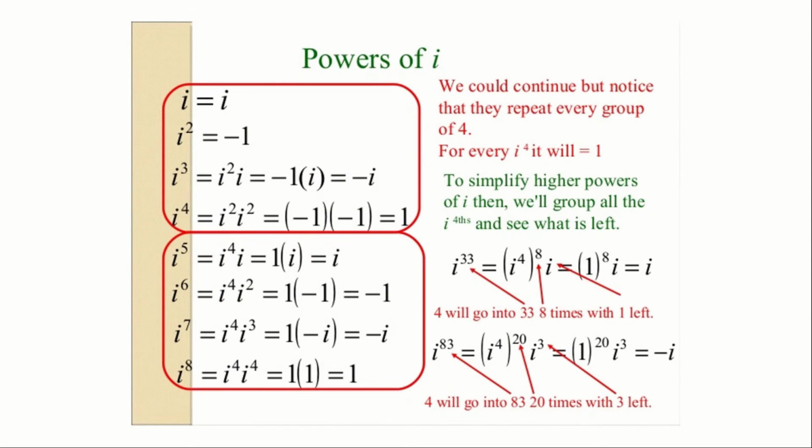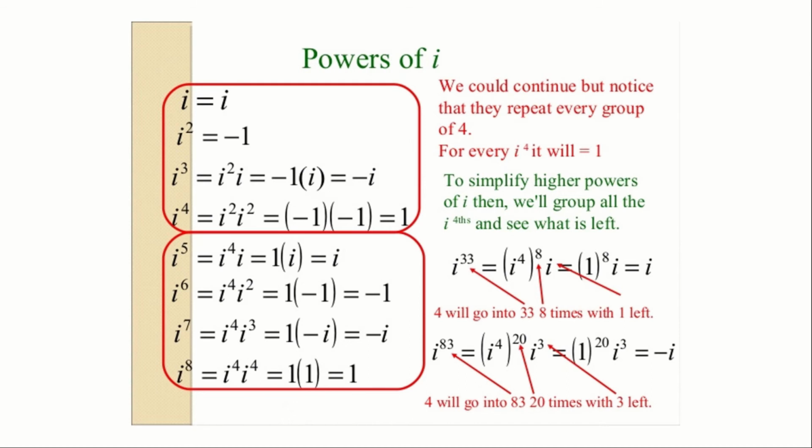So powers of i. We could continue, but notice that they repeat every group of 4. Every i to the power of 4 becomes 1. So for example, to simplify higher powers of i, we group all the i to the fourths and see what is left. You can see here, for example, i^33 is given and we don't know what value we obtain after simplification.